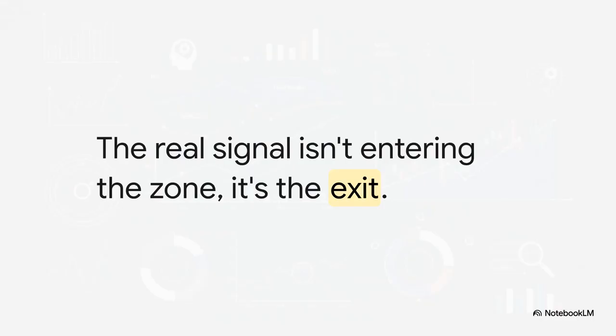So here it is, the pro tip, and this one's a game changer. The high probability signal isn't when the RSI goes into the overbought or oversold zone. No, it's when it leaves. A pro waits for confirmation. They wait for the RSI to cross back down below 70 or back up above 30. That's the real sign that momentum is actually starting to shift.